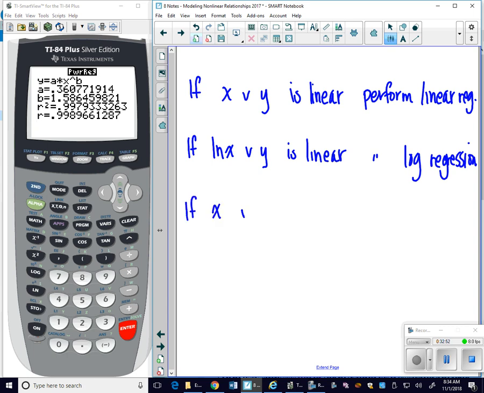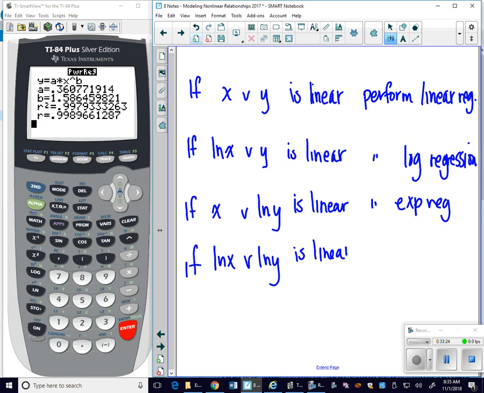If x versus the natural log of y, and it doesn't have to be the natural log, it could be the common log, it could be the log base 3. It actually doesn't matter what base you have. So if I'm looking at the relationship between x and the natural log or the log of y, if that relationship is linear, that's going to correspond to exponential regression. I could do exponential regression on the original data. And finally, if the natural log of x versus the natural log of y is linear, then that would correspond to power regression. And you may be wondering, since this is so out there, how will you ever remember this?